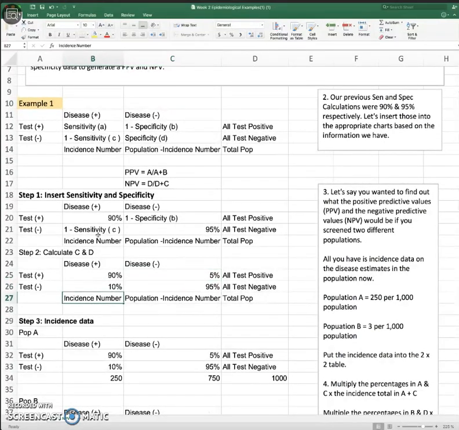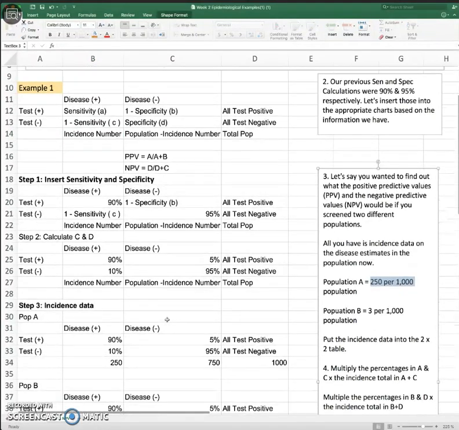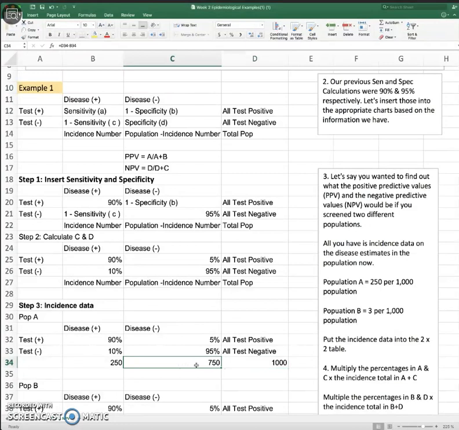As you can see here, we have incidence number here, but you can just as easily use prevalence number as well. It does not matter. So let's say that population A had 250 per 1,000 population. So all diseased, 250 per 1,000 total population. If you take 250 away from 1,000, you get 750. That is everybody that does not have the disease, or who is not estimated to have the disease, in our population.